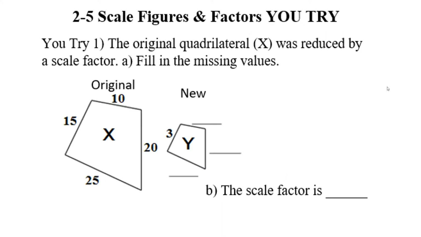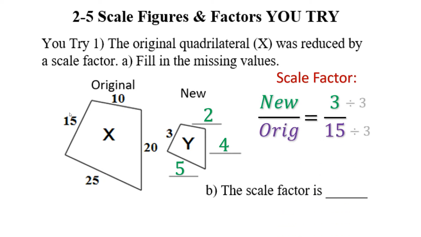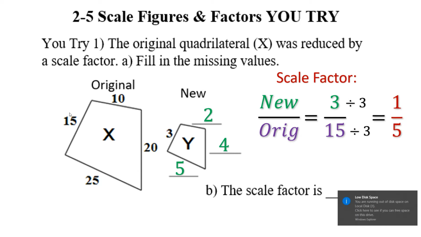Here's the first you try. So please pause the video and try it. So the original quadrilateral x here was reduced by a scale factor. So the corresponding sides are 3 and 15. So we always do the new image divided by the original. Therefore, each of these is going to be times 1/5 or divided by 5 if you're trying to find the new values. But the scale factor has to be something you could multiply by, so it is 1/5.